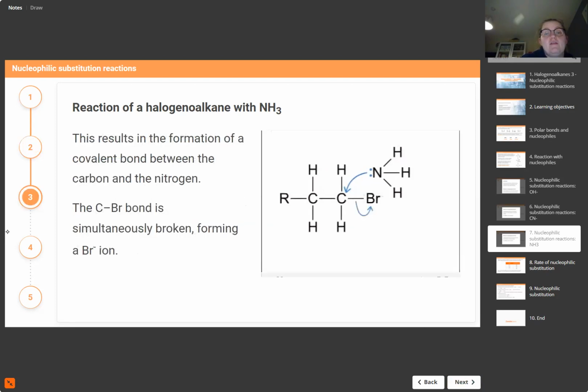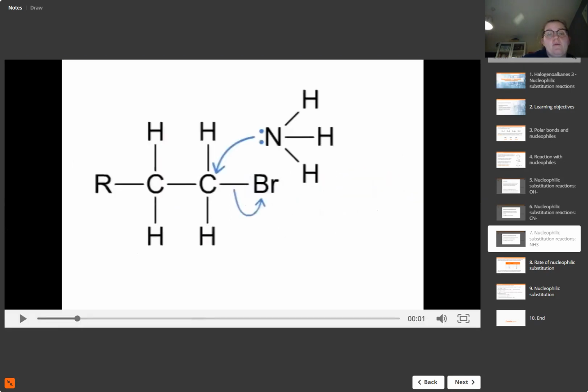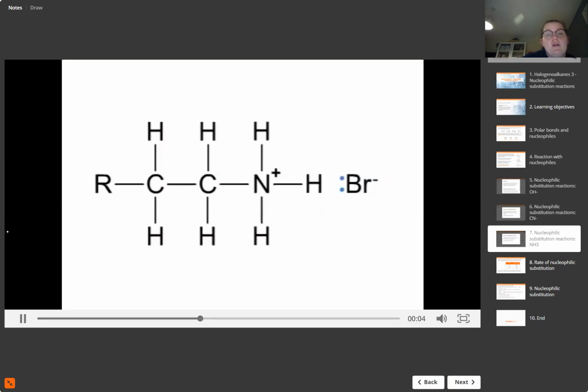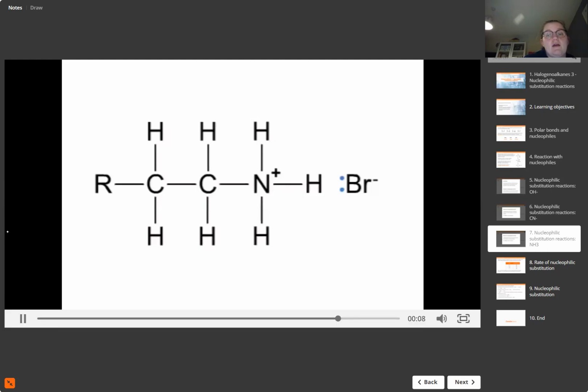This is going to result in the formation of a covalent bond, like we've had before, between our carbon and the nitrogen in the ammonia. The carbon-bromine bond is simultaneously broken and we form a bromide ion. So here we go. We've got the donation of those electrons. Those electrons have been repelled over to the bromine. The bond breaks, a covalent bond forms, and we've now got our bromide ion.